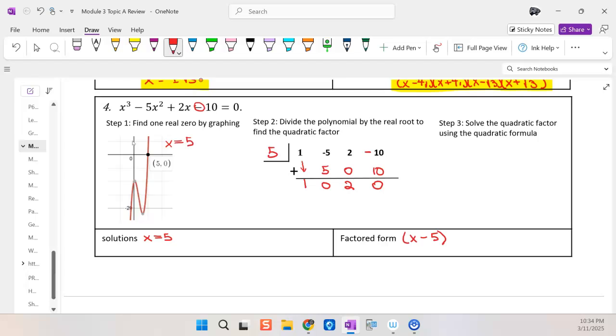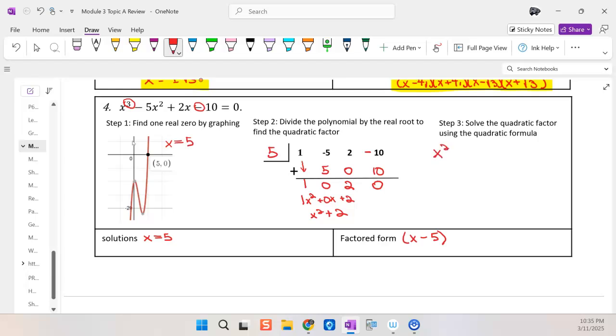Okay, so now these are the coefficients on a polynomial that has a degree that's 1 less than x to the third. So that's x to the second. So the 1 is the coefficient on x to the second. The 0 is the coefficient on x to the first. And the 2 is my constant. So that quadratic is x squared plus 2. Right? Now, I want to solve that.